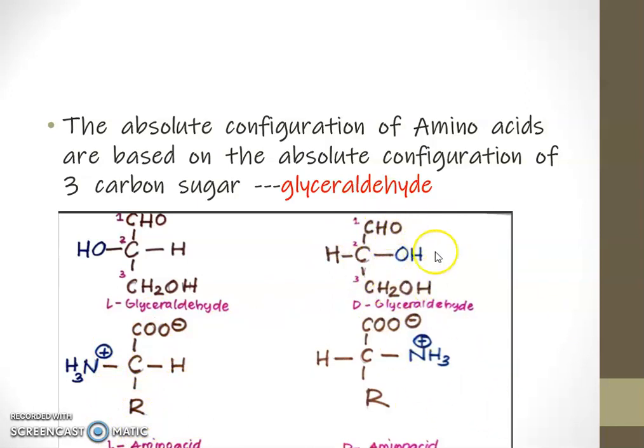Here OH group is on the right hand side. Here this amino group is on the right hand side. So they are in the D configuration. Here OH group is on the left hand side and this amino group is on the left hand side, so they are in L configuration. Okay.